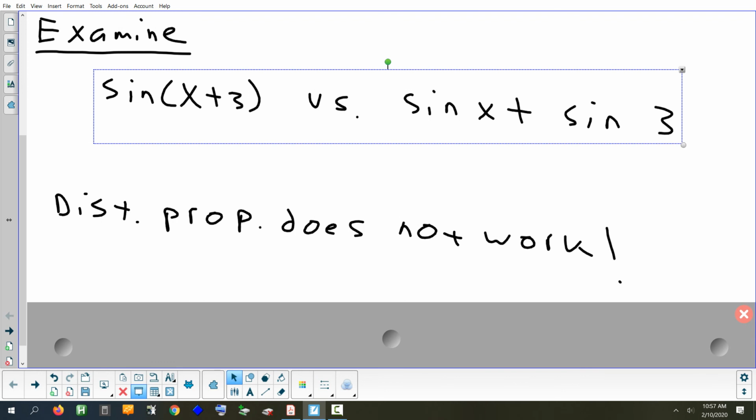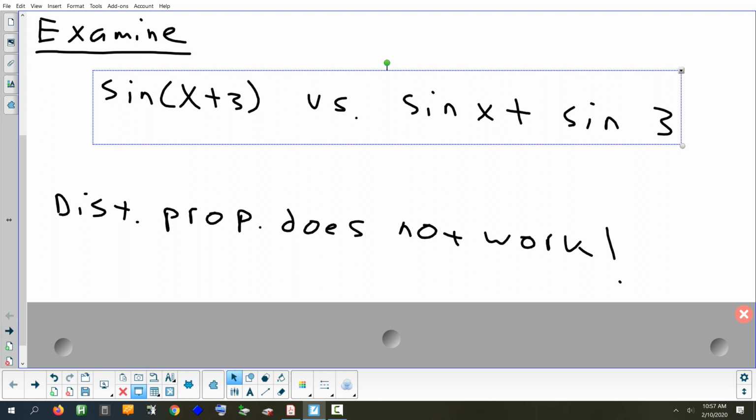So, what we're going to look at is 6 different identities for sum and difference. Right? There's an identity for when you have a sum and a difference for sine. Then there's one for cosine with a sum and a cosine with a difference. And then there's one for tangent with a sum and tangent with a difference.